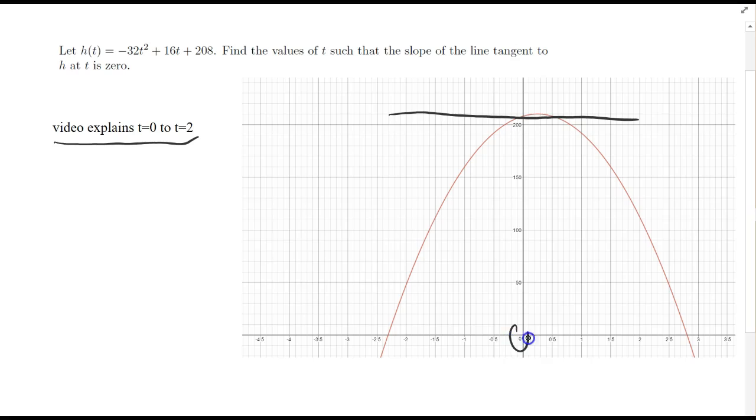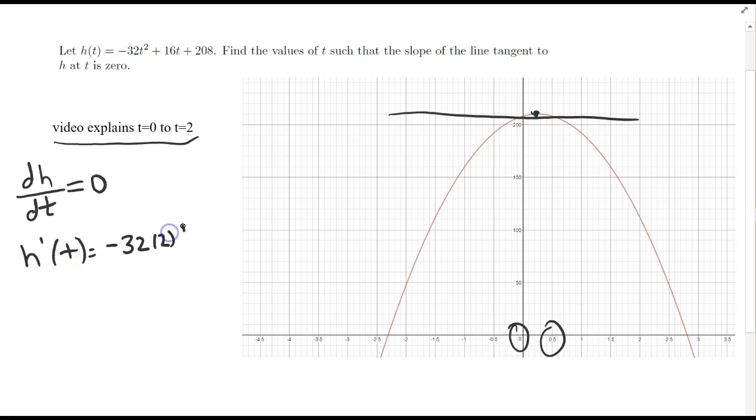So graphically, I know it's going to be somewhere between 1 and a half, right? So this point right here is what I'm expecting is when the slope is 0. To calculate it algebraically, you're going to find the derivative of h. So take the derivative of h with respect to time, and you're going to set that equal to 0. So if I find the first derivative, I get minus 32 times 2t plus 16.